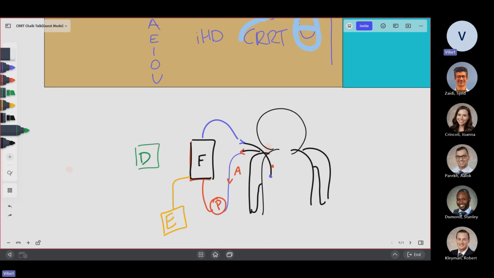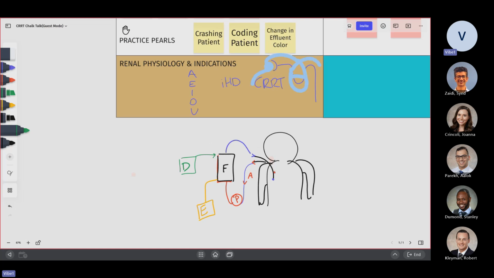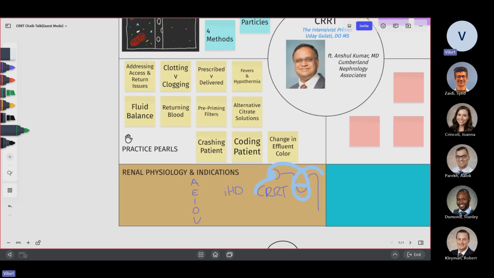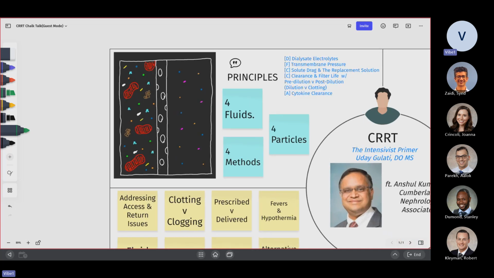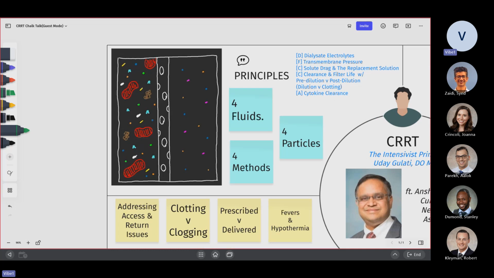You're going to have dialysate fluid that's going to go to your filter. Now, in order to understand the rest of it, what you have to understand is the different ways that all the methods of dialysis can work. So everything kind of comes in pairs of four. We talked about the fluids, right? There's a few different fluids that we can use. One of them is the dialysate fluid, and then you also have blood.